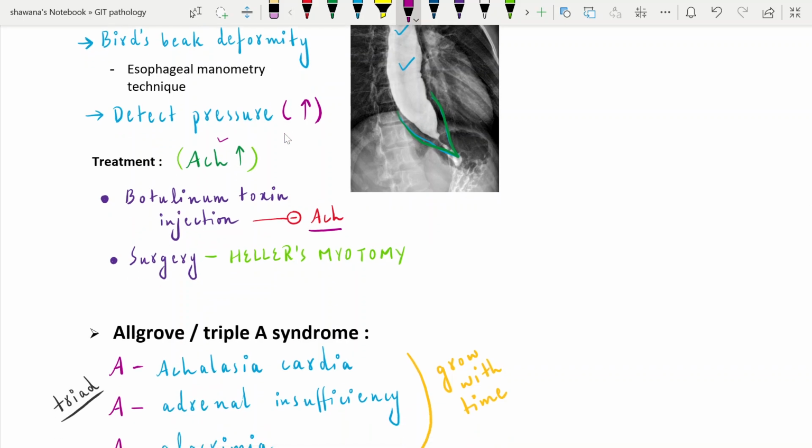Surgery is one of the most effective ways for the treatment of achalasia cardia. The name is Heller's myotomy. Myotomy means that there is some cutting of the muscles. The lower esophageal sphincter is cut, and the contraction is released so that the treatment can occur.